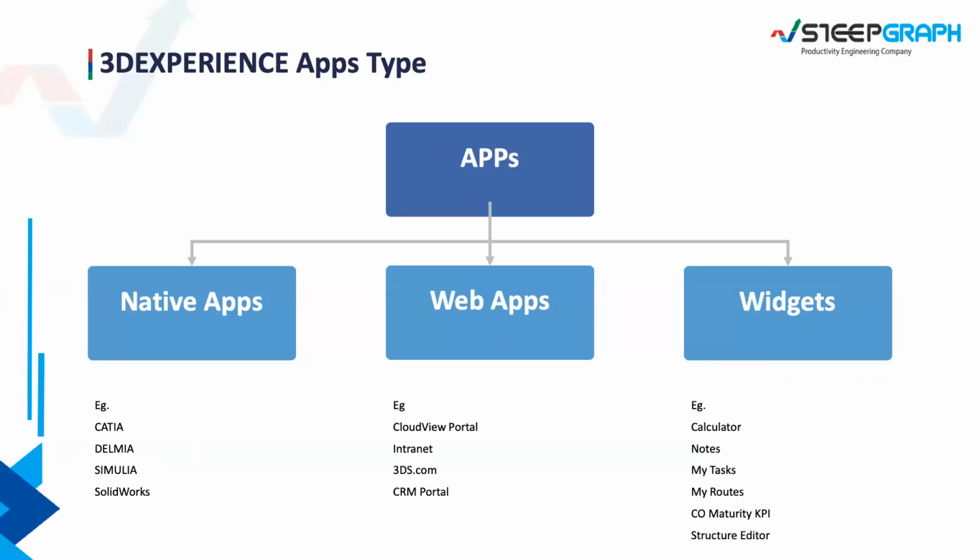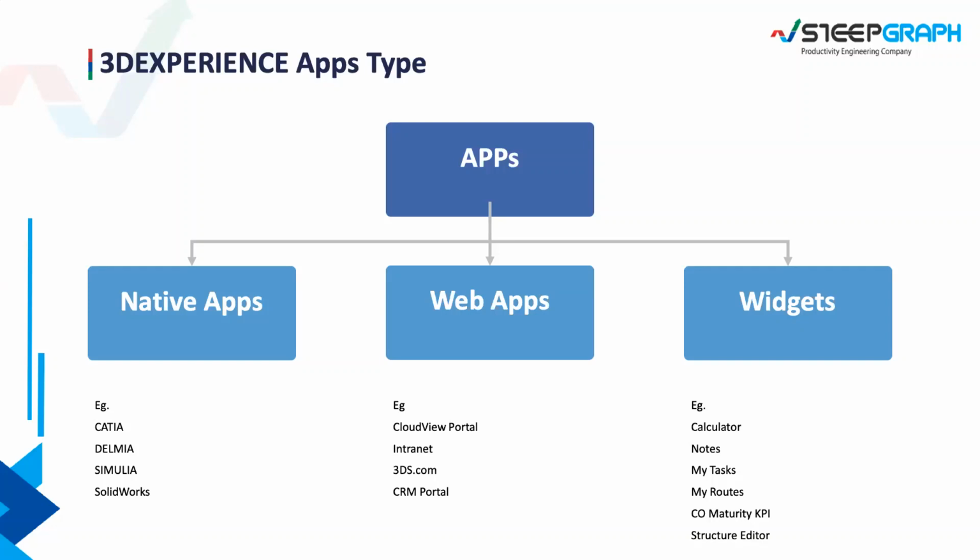These are the native apps. They are more or less like desktop applications. When you click on those apps, it will launch the desktop application, and that's how it works. Another kind of apps are the web apps, where you are providing a link to some external web portal, or it could be a static link to your 3D Space specific pages. This has basically the web URL from where it launches the web app. For example, there could be a Cloud View portal, you could have the intranet, 3ds.com, or a CRM portal. So these are web apps.